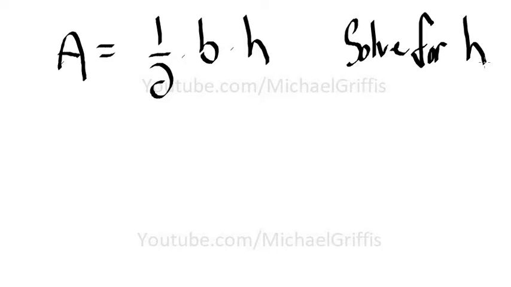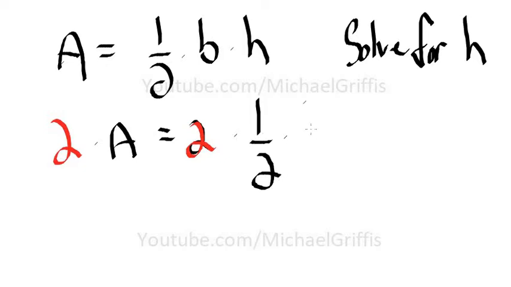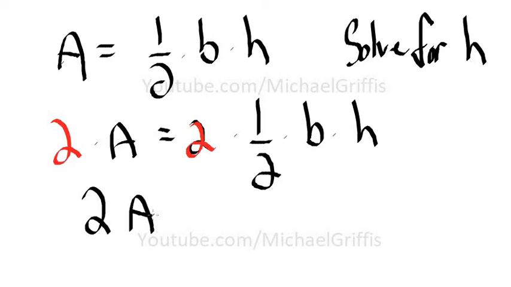Alright, solve for h. What are we doing here? Multiply both sides by 2 here. We'll do the long route on this one. Multiply both sides by the reciprocal of a half, which happens to be 2. Sometimes we just work it out. So we have 2a, which represents the area. And then 2 times a half is 1, so we have b times h.